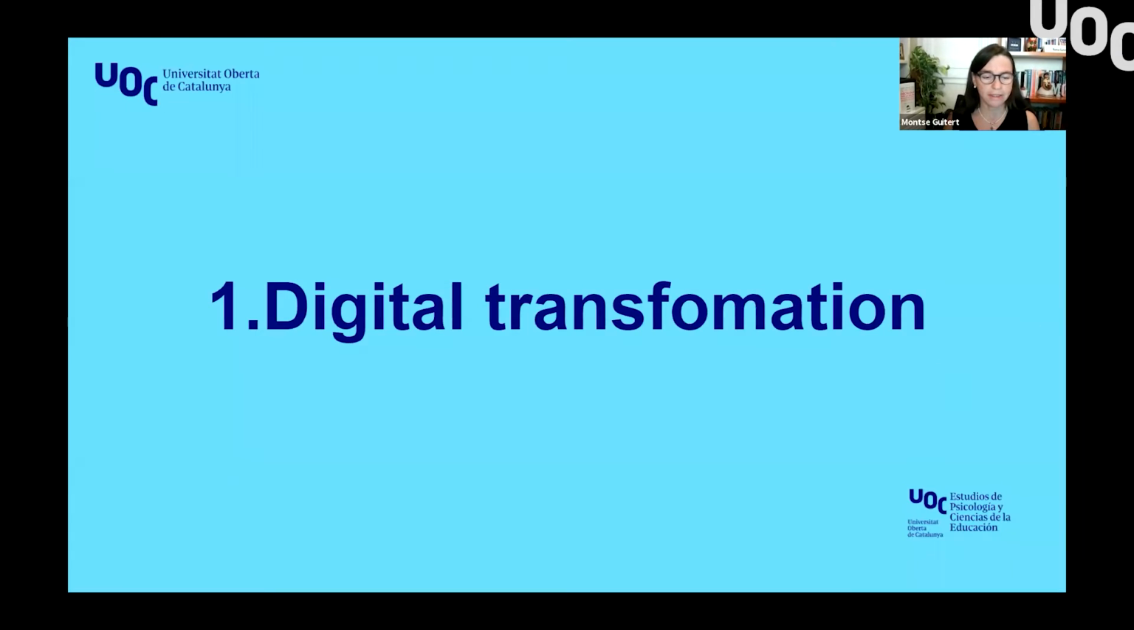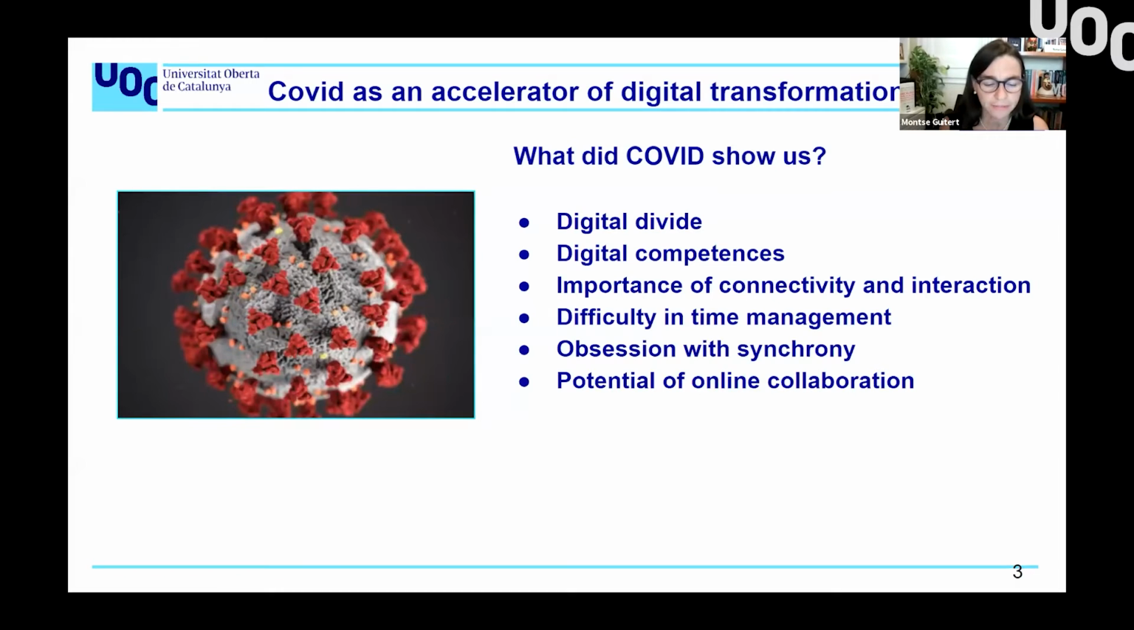And I start to talk about the digital transformation. Digital transformation is coming, and COVID was an accelerator of this digital transformation. But what did COVID show us? The pandemic situation provided different evidence for the digital transformation. The first one is there is a significant digital divide. In order to develop ourselves in digital scenarios, we need to acquire digital competence. It demonstrates also the importance of connectivity and the need of interaction, the difficulty of how to manage the time in digital scenarios, the obsession of synchrony. And it also made clear the potential of online collaboration, thanks to the tools that can help us to interact and work together.